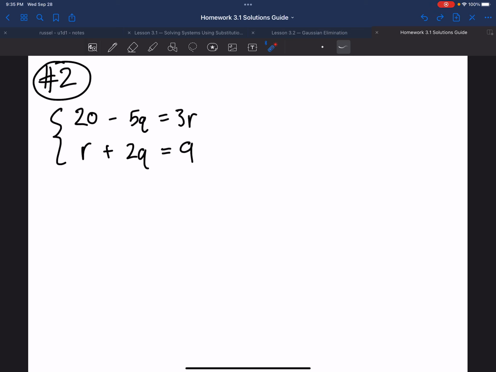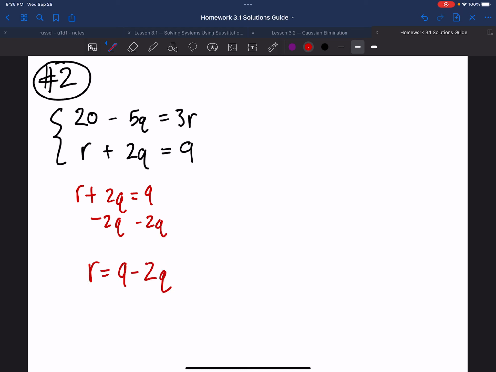No, bad. Don't do this, okay? I mean, you can. You're welcome to. But oh my goodness, look at that R. That R is nice and perfect right there. If I just subtracted 2Q, that would be gone. So let's do that. I say R plus 2Q equals 9. I will subtract 2Q from both sides, and I get R equals 9 minus 2Q.